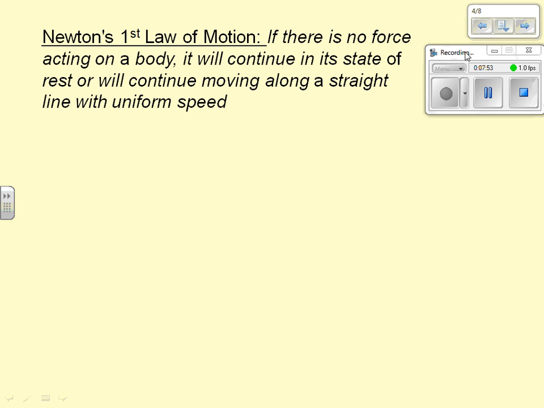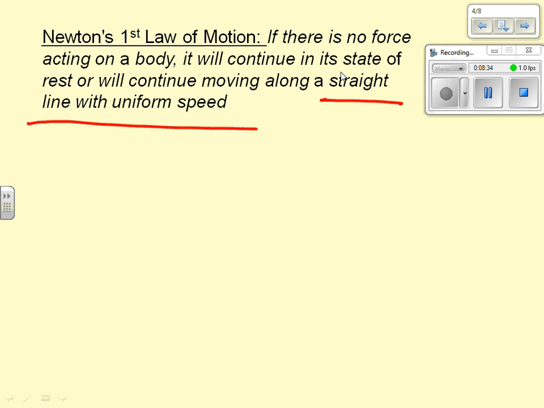Let's talk about Newton's first law of motion. Here's my version. Most of the time, if I said to you, an object at rest will, an object in motion will, most people know that. The second part of that should be expanded upon for grade levels. If there's no force acting on a body, it will continue in its state of rest or will continue moving along a straight line with uniform speed. You really need that. If you're going to finish that sentence, an object at rest will stay at rest, an object in motion will stay in motion at a constant speed and in a straight line.